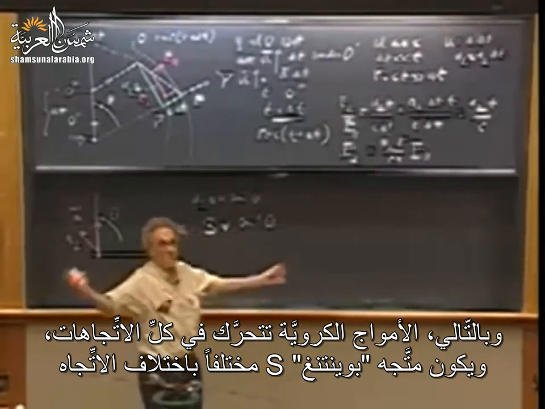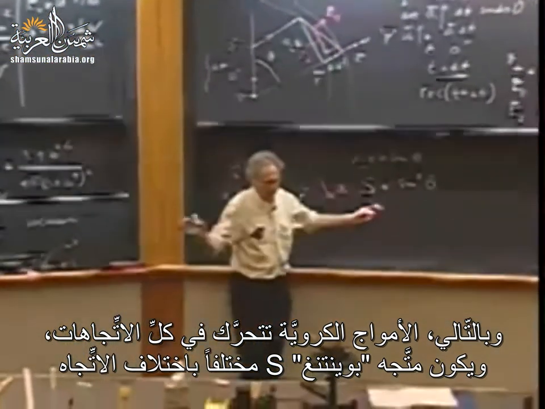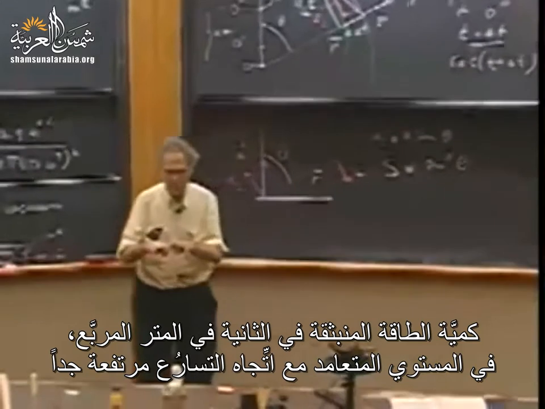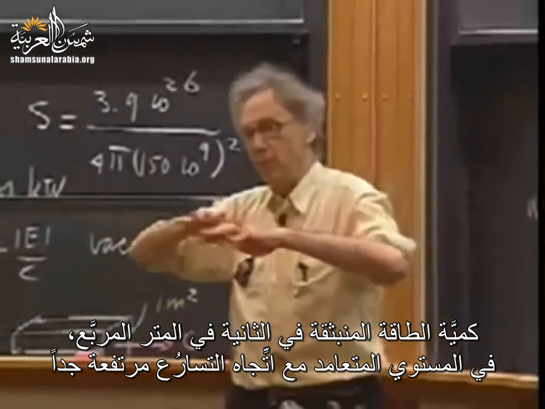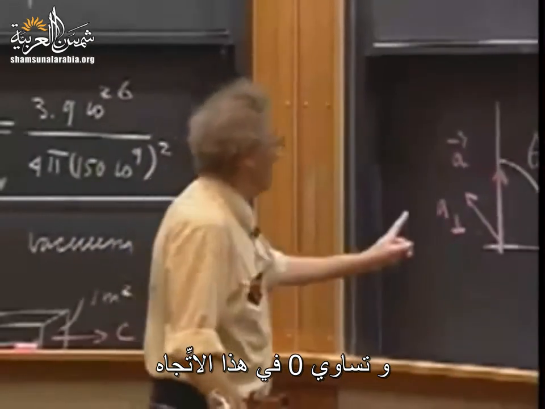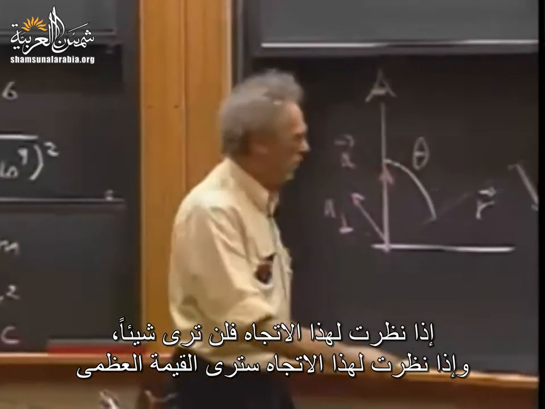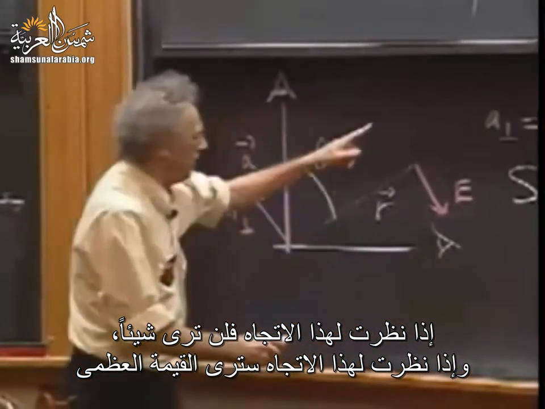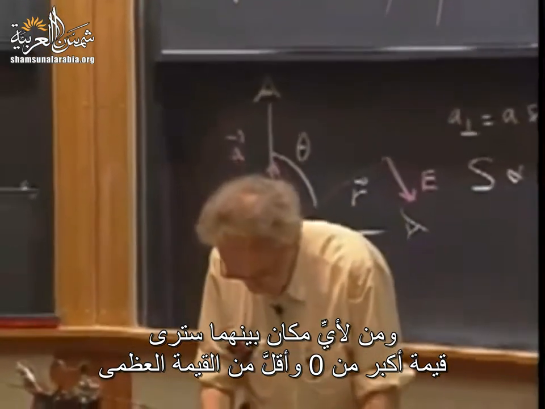And so with the spherical waves going in all directions, the Poynting vector is very different for the different directions. The amount of energy per second that flows out per square meter in the plane perpendicular to the acceleration is very high, and it is 0 in this direction. If you looked here, you would see nothing. If you looked here, you would see a maximum, and anything in between, you would see less than the maximum, but more than 0.